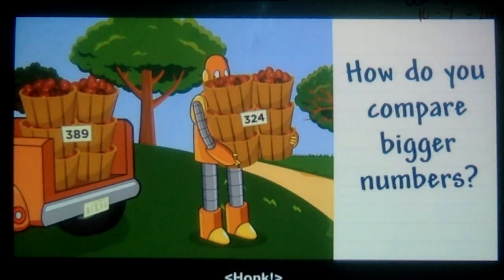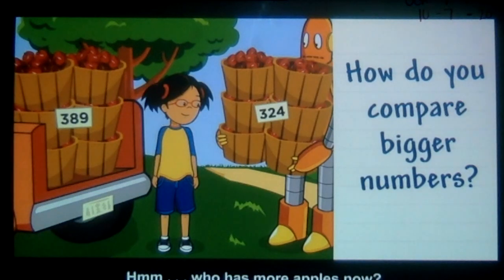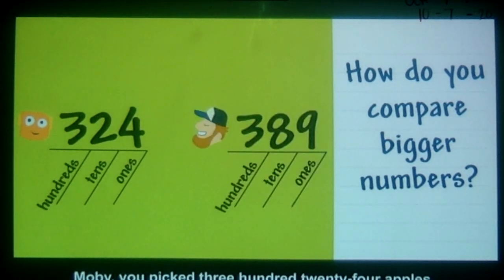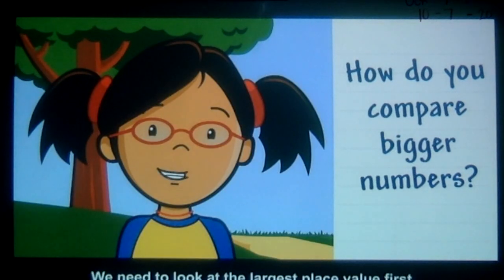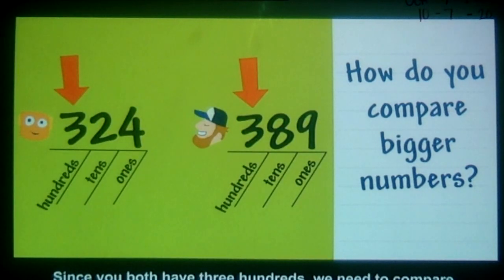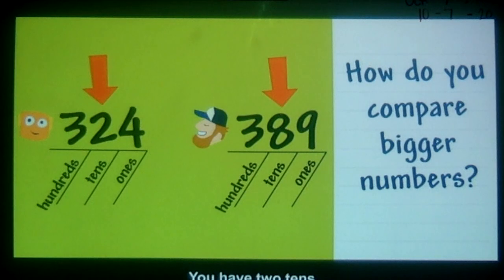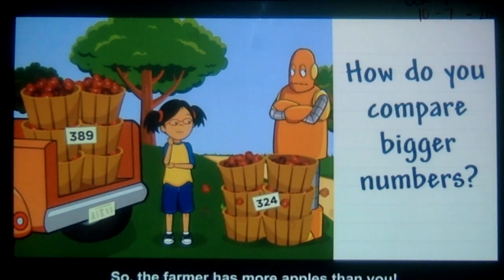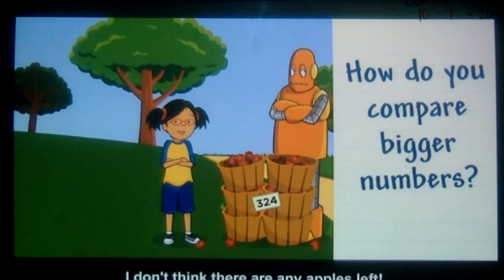Whoa, Moby! Who has more apples now? Moby, you picked 324 apples. The farmer has 389 apples. We need to look at the largest place value first. Since you both have 300s, we need to compare the numbers in the tens place next. You have 2 tens, but the farmer has 8 tens. So the farmer has more apples than you. I don't think there are any apples left.